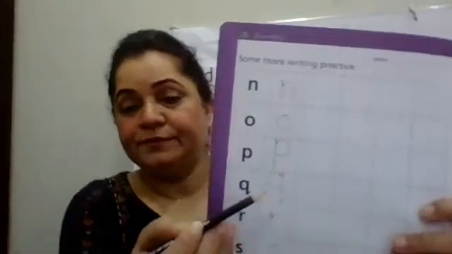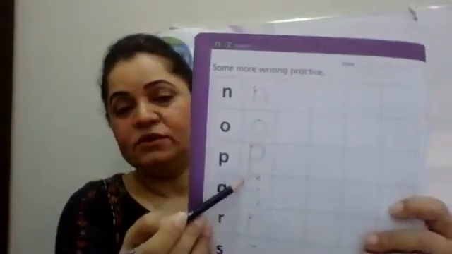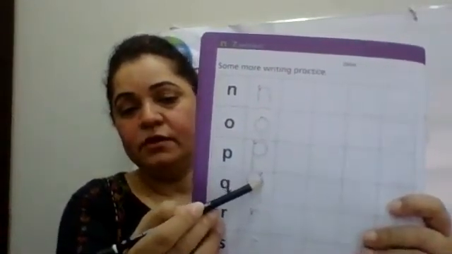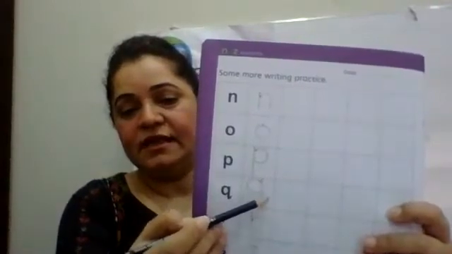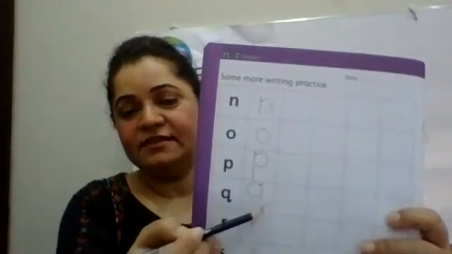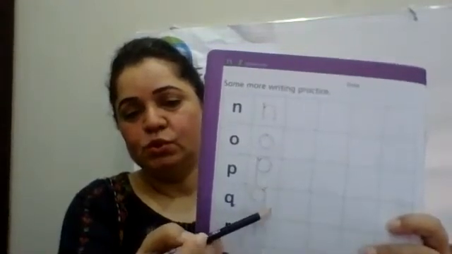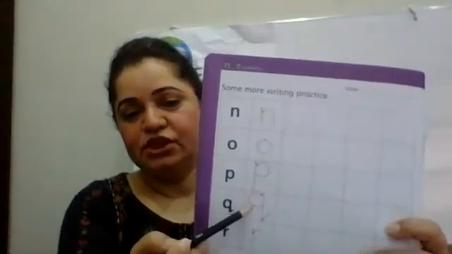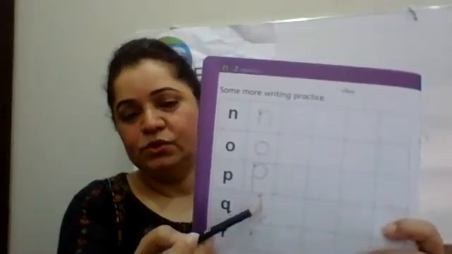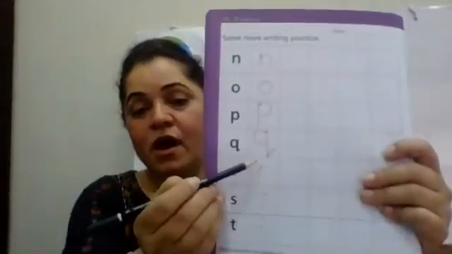You done it? Good. Okay, now we have Q. That is almost the opposite of P, but a little line over here, as you can see. Yes. Q. Yes. Q. Yes. Okay, that's great. Now, R.